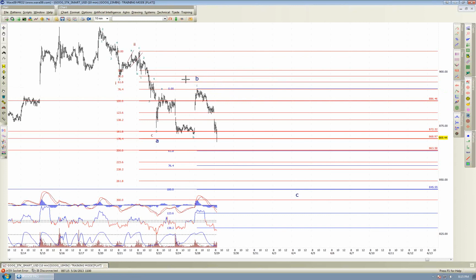So again, it looks like really either this is a series of 1s and 2s, 1, 2, 1, 2, 3, 4, and then an extended fifth wave, or this is an A, B, and then 1, 2, 3, 4, 5 of C wave. And this large degree C wave is going to be an ending diagonal.